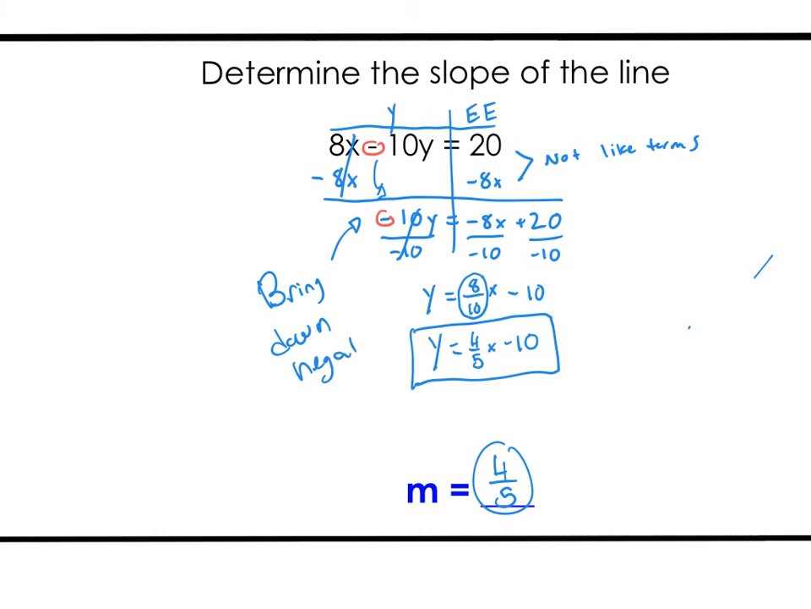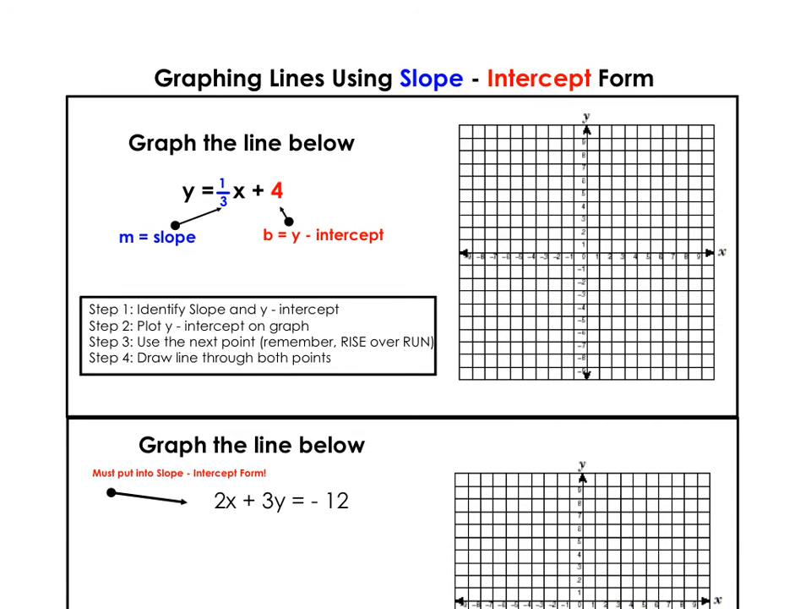Those negatives is where most people make their mistakes. So I really want you to pay attention. Bring down your negatives. Be a good student. Be careful. Math's about precision. Okay, so we can find the slope. Let's try graphing some lines here, okay?